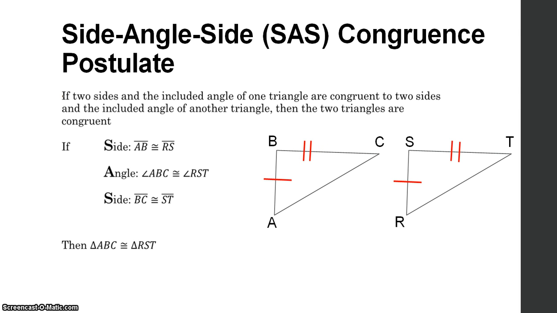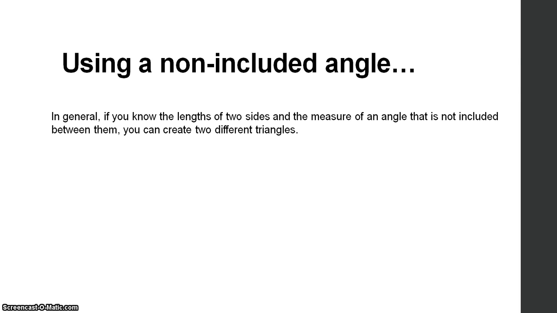So why is it that we need to make sure we have the angle that's in between? Well, let's talk a little bit about what happens if we were to use an angle that's not considered the included angle. So if we were to have two side lengths the same and an angle that's not included, we could essentially create two different triangles. So here's our first example. So we have side AB and side BC congruent to another triangle that has similar side lengths. And now we're talking about an angle that's not included.